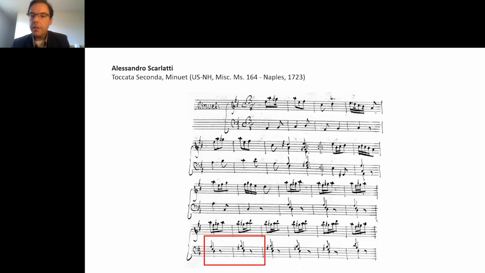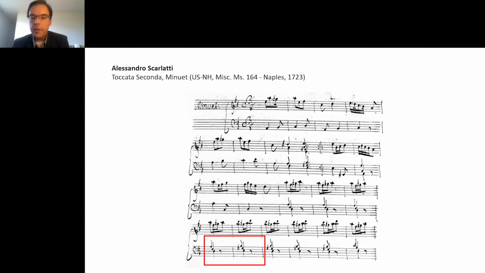Here's another example by Scarlatti from the same collection. We are now in the first quarter of the 18th century, seeing examples from a composer who was in Naples but had learned music, most probably in Palermo and Rome, and had a wide musical baggage.